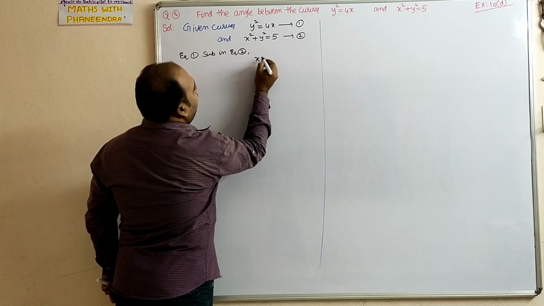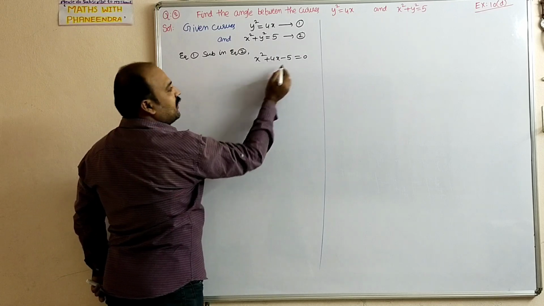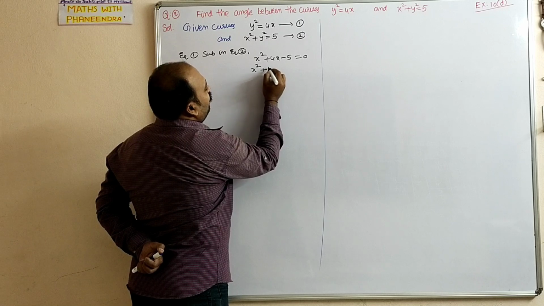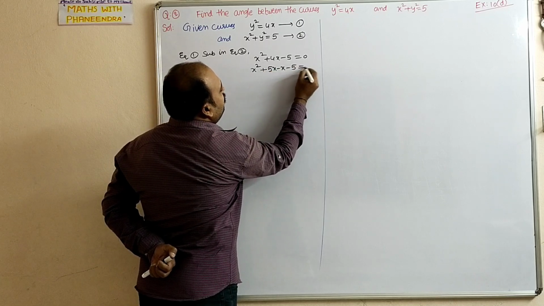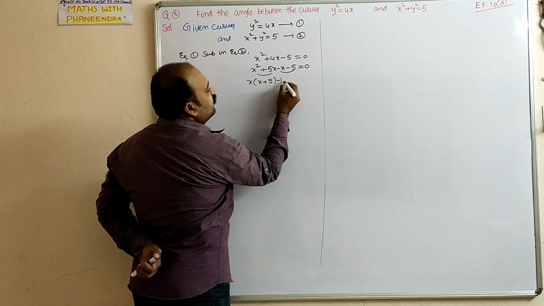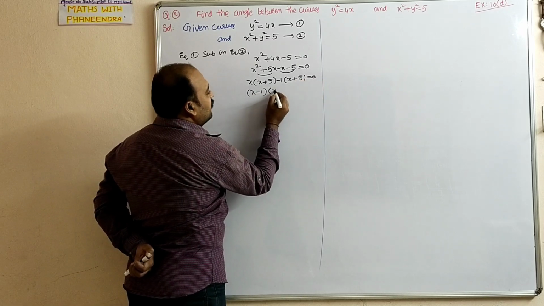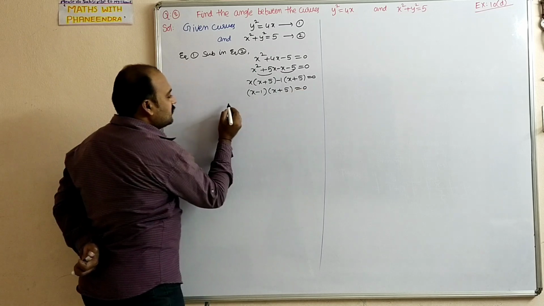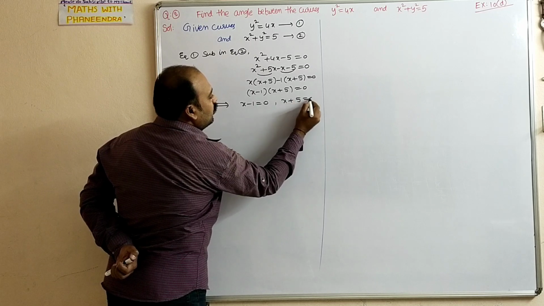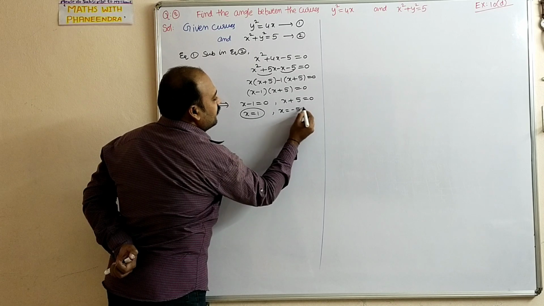So therefore, x square plus 4x minus 5 equal to 0. I am taking 5 to this side. So factorization here, x square plus 5x minus x minus 5 equal to 0. From these two, x take common, x plus 5, minus 1 take common, x plus 5 equal to 0. So x minus 1 into x plus 5 equal to 0. That implies that x minus 1 equal to 0 and x plus 5 equal to 0. X is equal to 1 and x is equal to minus 5.